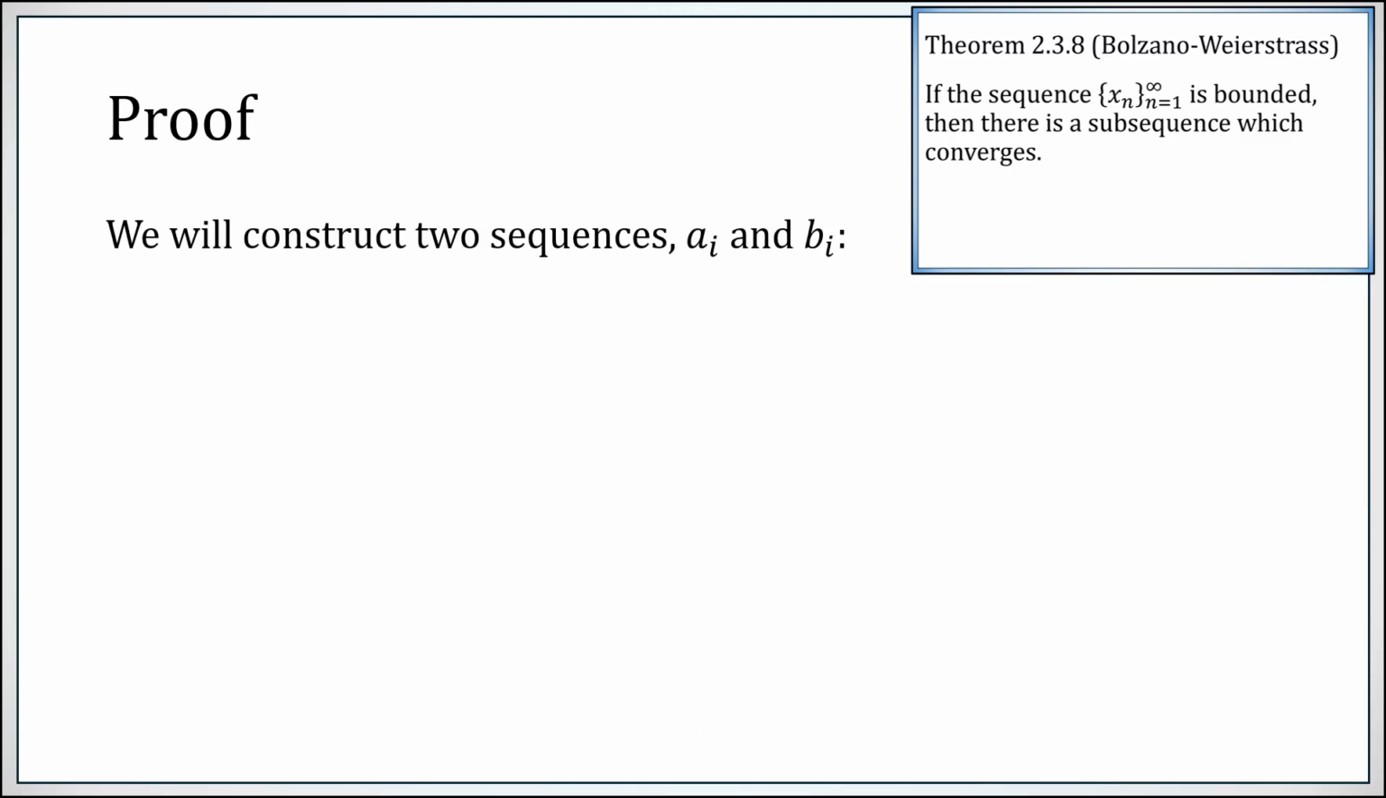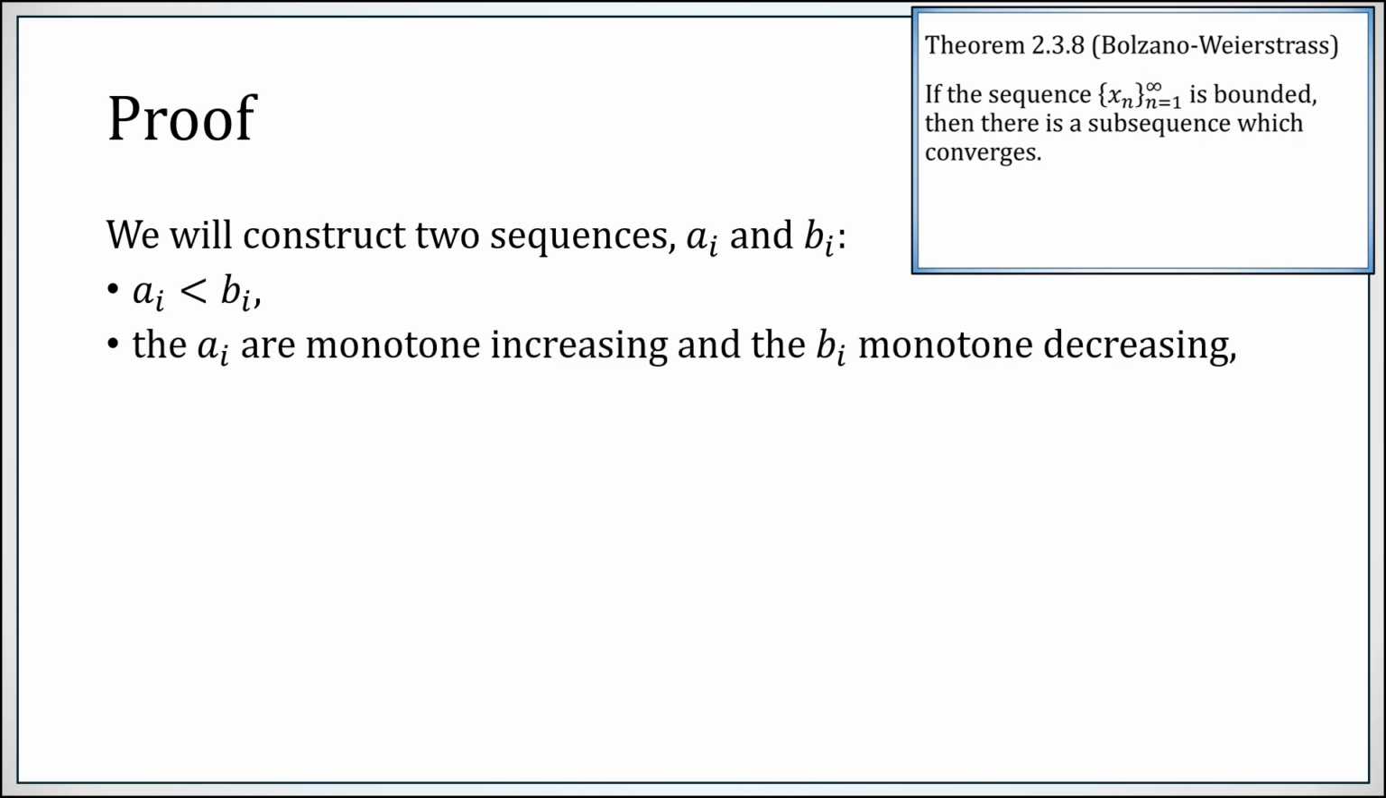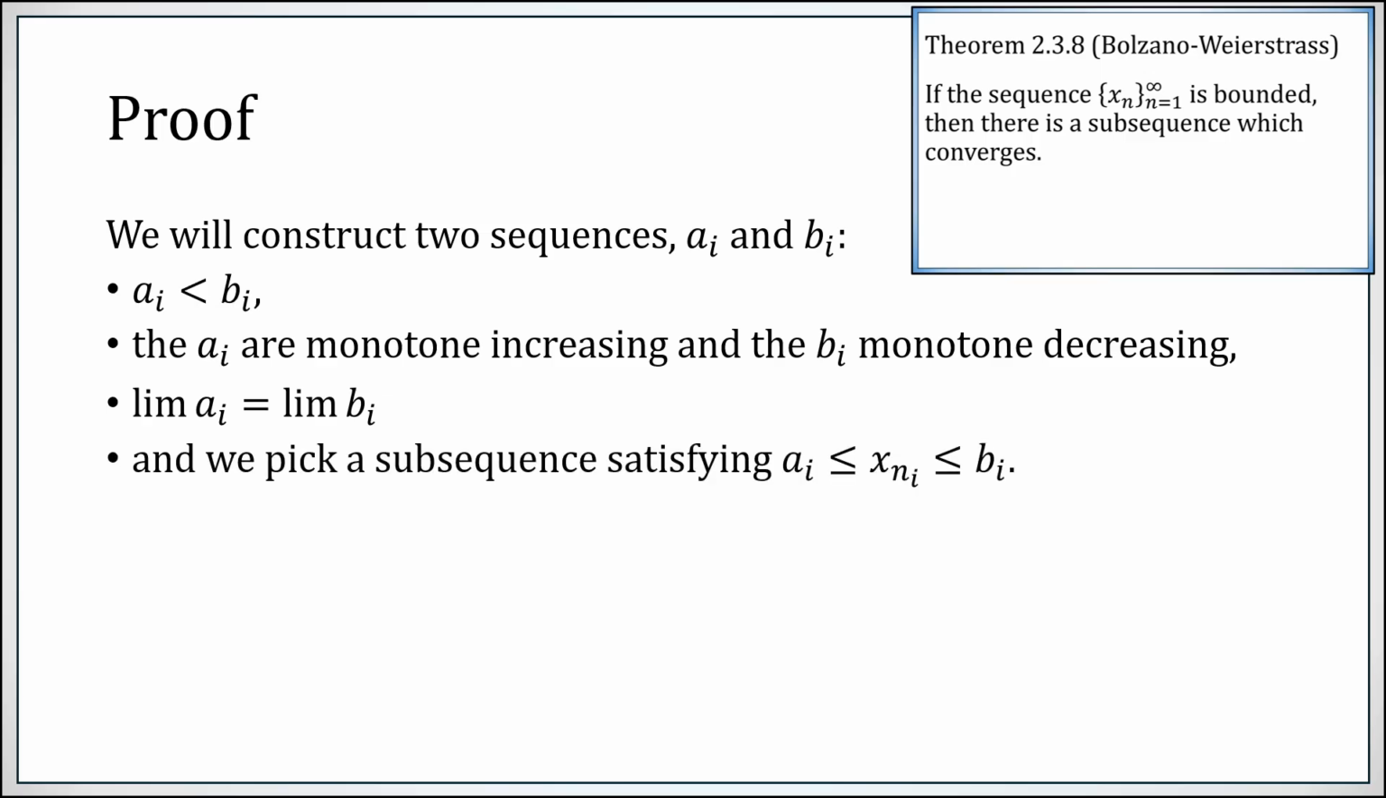So we're going to construct two sequences, a_i and b_i, where a_i is always less than b_i. The a_i are monotone increasing, the b_i are monotone decreasing, and they have the same limit. Then we're going to pick a subsequence that is squeezed in between them, and then we're going to throw the squeeze lemma at this.